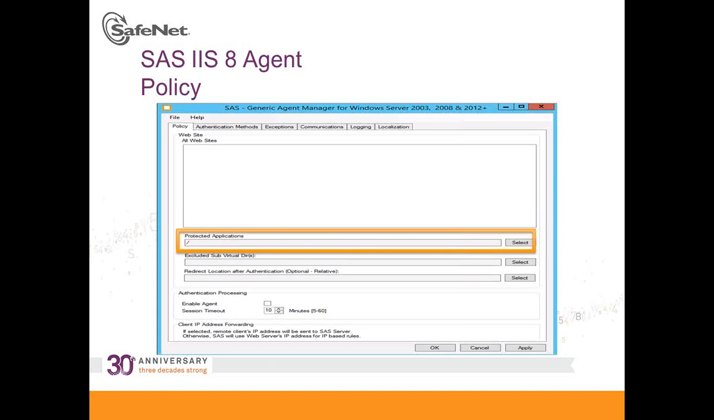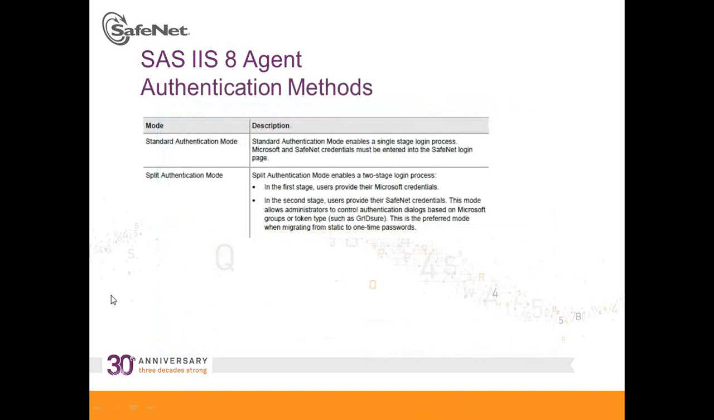So under policies, this is where I can define what my protected applications are. I can also define whether my agent is enabled or not. With the IIS agents, we have the ability to define two different authentication methods. One is the standard authentication mode, and one is split.